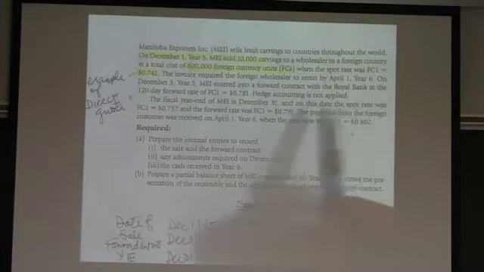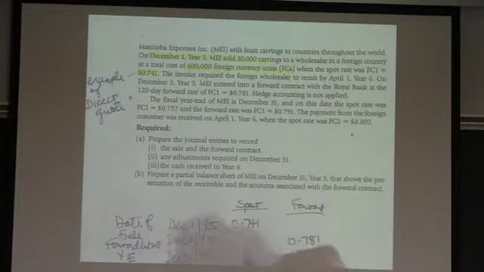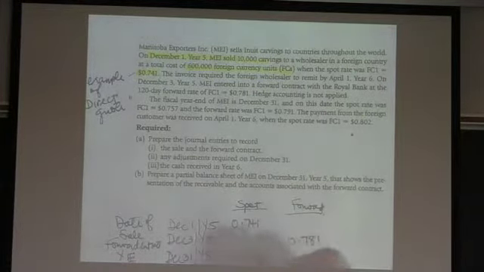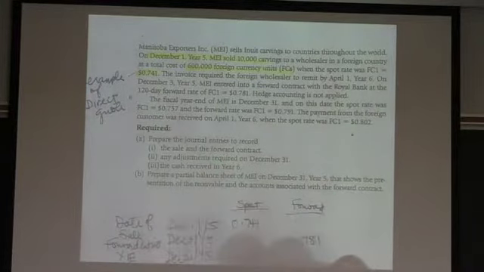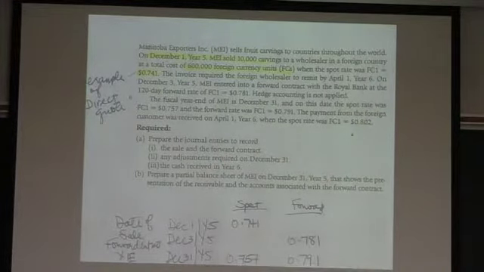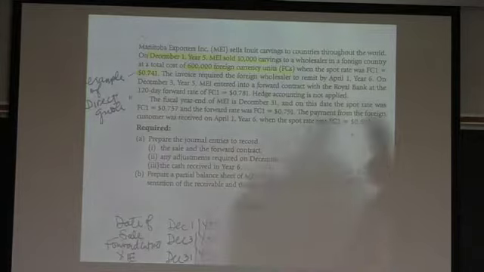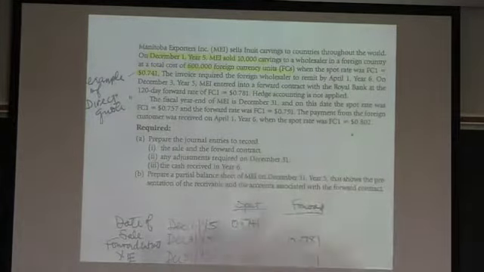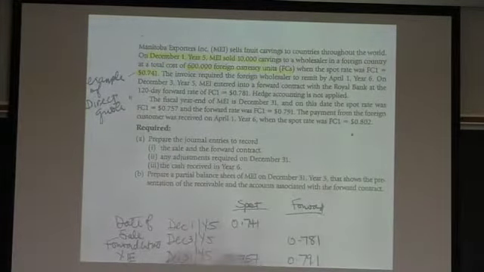And at the year end, on this date, the spot rate is 0.757 and the forward rate is 0.791. And at the payment, the customer, that date is 0.802. And that would also be the same forward rate, so by virtue of the fact that that's the same date, it should be the same.